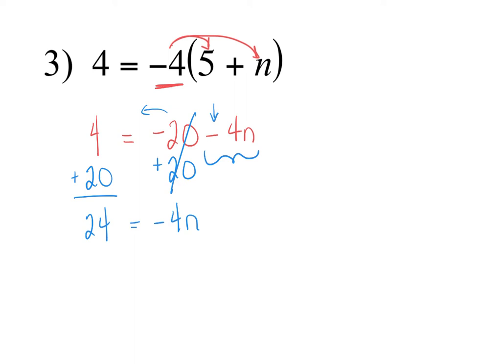Yeah, so it's multiplication. So to get rid of it, I divide. So we are going to divide both sides by negative 4. All right. On the right-hand side, it cancels, and I just have my n. On the left-hand side, 24 divided by negative 4 is a negative 6. All right. So you should have gotten a negative 6 there.